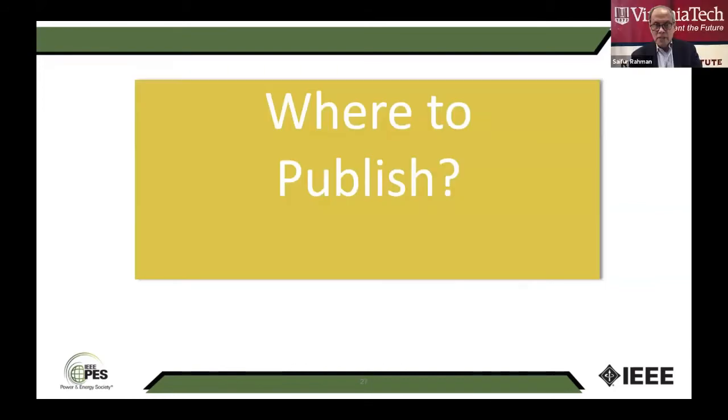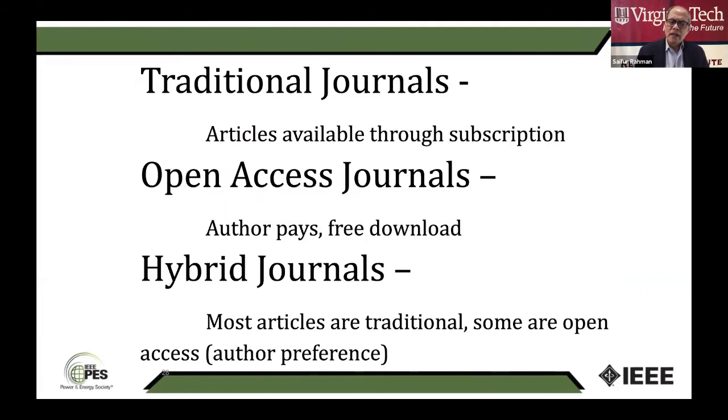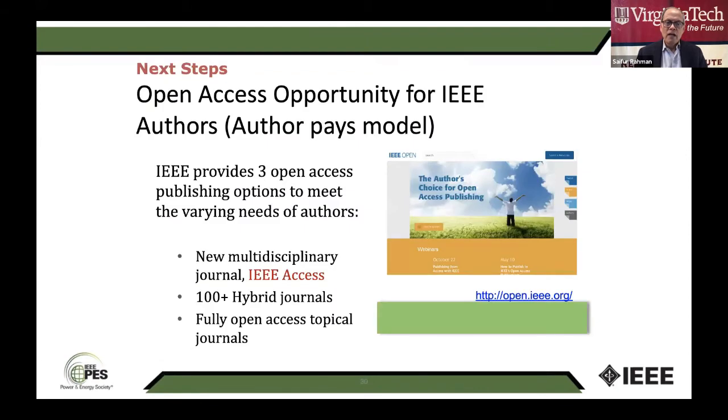Okay, where to publish? IEEE has 3 kinds of papers. Traditional, we know those very well. Open access, that means you, the author, pay to publish the paper. The paper is open. Anybody can see the paper without paying any journal usage fee. Some IEEE journals are hybrid, meaning some part is open, some is closed. It's up to you.